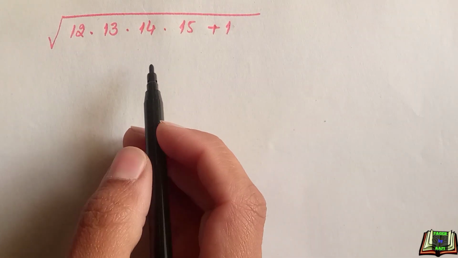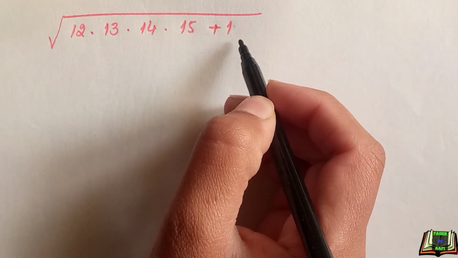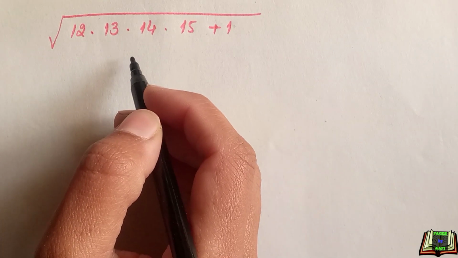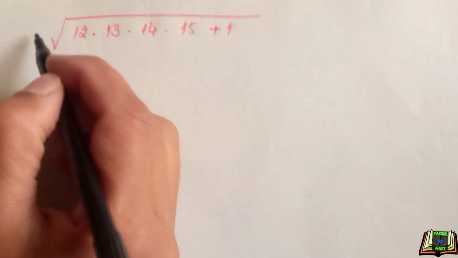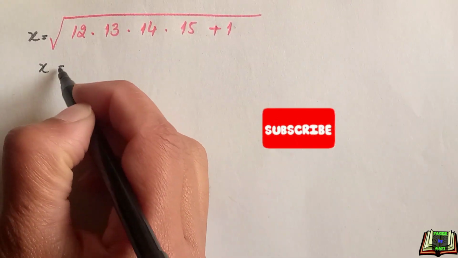What is the value of the square root of 12 times 13 times 14 times 15 plus 1? We have to simplify this without using a calculator. So let's get started and see. First of all, let's suppose this is equal to x and we have to find the value of x.